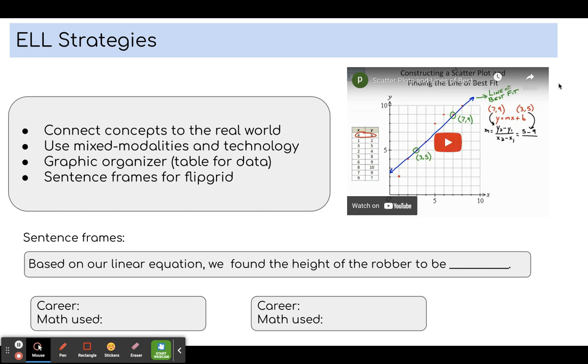I've included a video that ELA students could watch numerous times on how to create a scatter plot and write a line of best fit. And these are examples of the sentence frames.